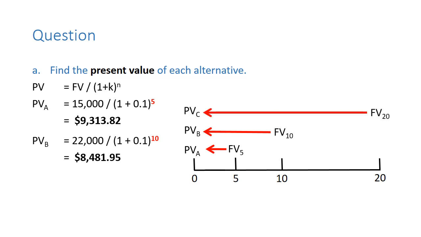For alternative C, the power N is 20. Everything is the same, just that the power is 20. So it's 60K divided by (1 plus 0.1) to power 20. The value is 8918.62.